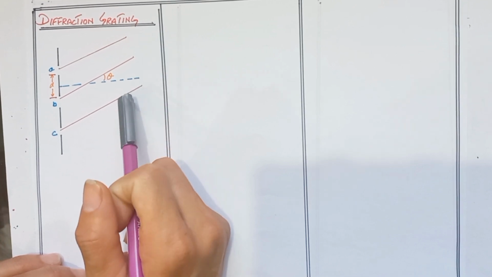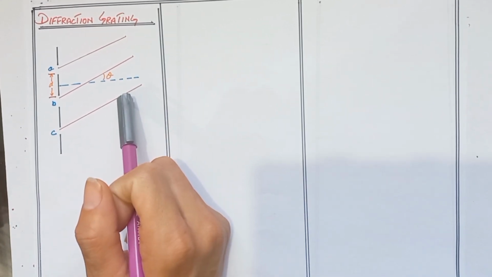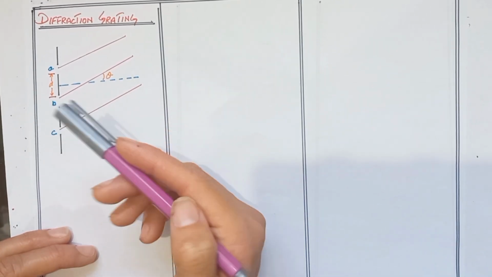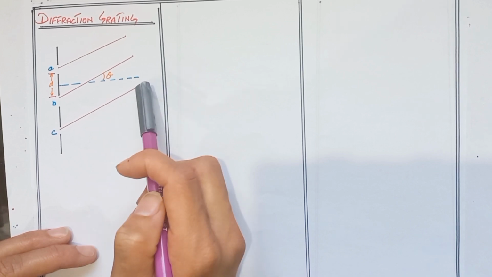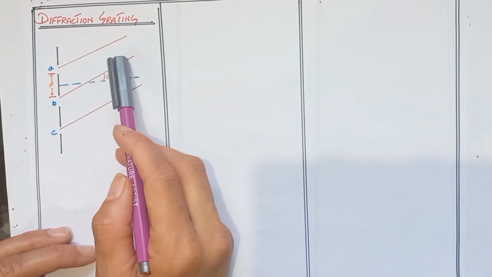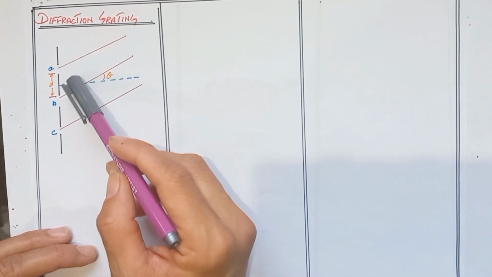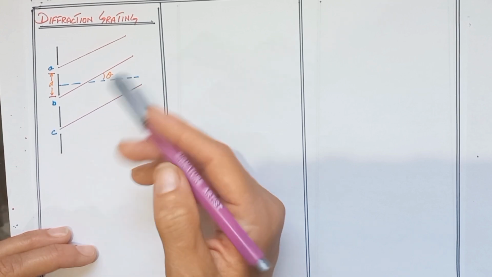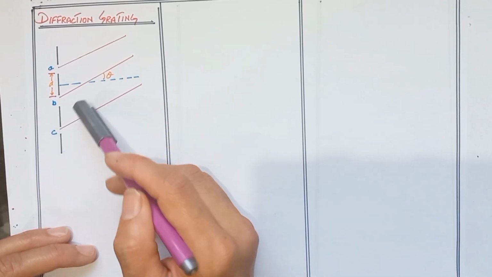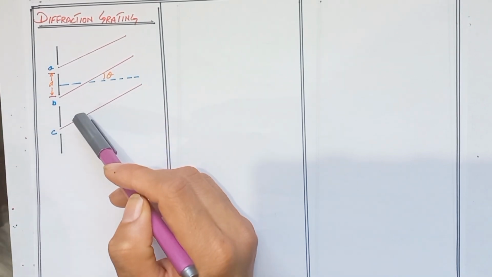In Young's double slit experiment, we use a double slit to create a pattern of bright and dark fringes due to interference. In a diffraction grating, there are many slits in series. Generally, we have hundreds or thousands of slits per millimeter.